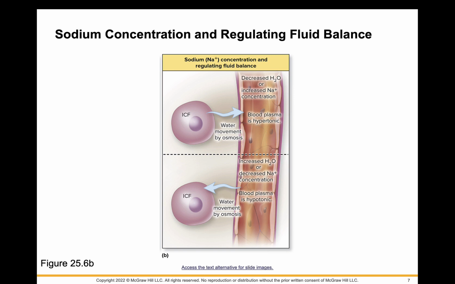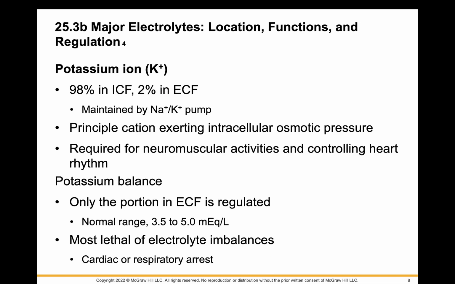If we look at increased water or decreased sodium concentration, we now have a blood plasma which is considered to be hypotonic, and we will be reversing the movement of water. It will actually be moving out of the plasma and into the cells until we reach a normal plasma solute concentration. Now, the next electrolyte that we need to address is going to be potassium.